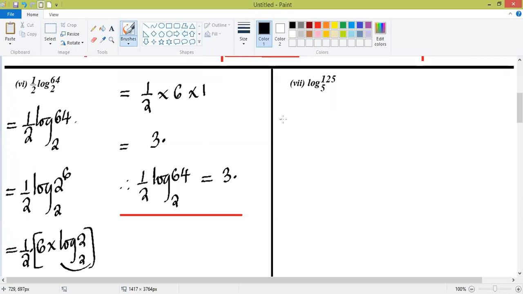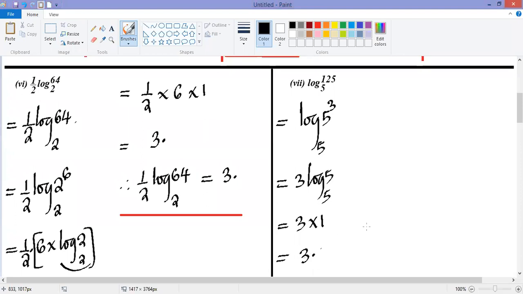So that is upon the belief that 125 is 5 to power 3. That gives us 3 times the log of 5 base 5, which is actually 3 times 1, which gives us a 3. That working, I've demonstrated it for purposes of not leaving out anyone.